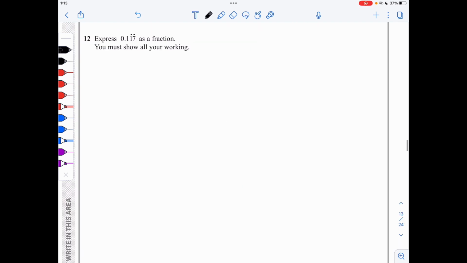In 12, we are asked to express 0.1171717 as a fraction. I will start by saying let x be 0.1171717. Remember that the dots over the digits indicate the start and the end of the pattern. The first one here is not part of the pattern, so 10x will be 1.171717. So I now have the decimal part being constituted only of the pattern.